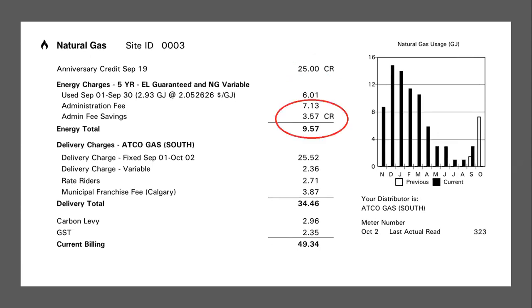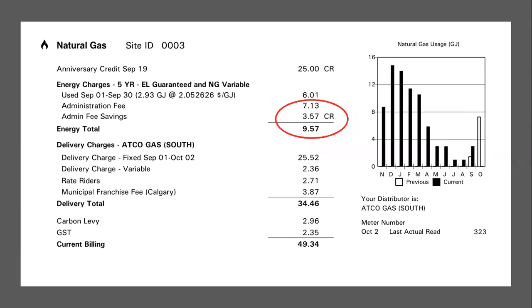My God, the ATCO admin fee is supposed to be $5. That's what they promote now. But this customer is on some sort of loyalty program. Let's check it out. Their admin fee is $7.13. They have an admin fee savings of $3.57. So we're going to say roughly they're paying $3.50 a month. Ours is $5. They're beating us again. Well, not good, not cool.